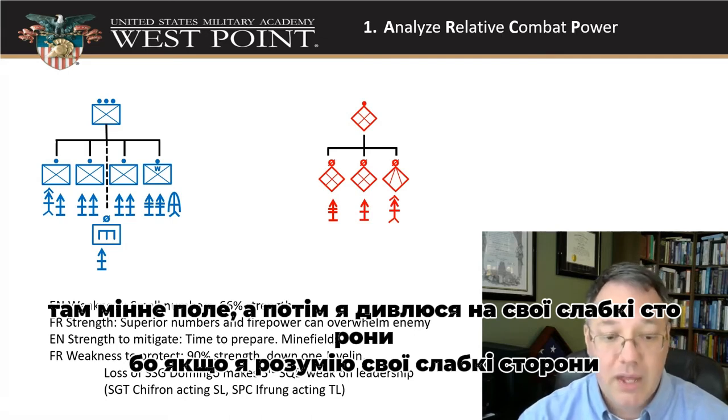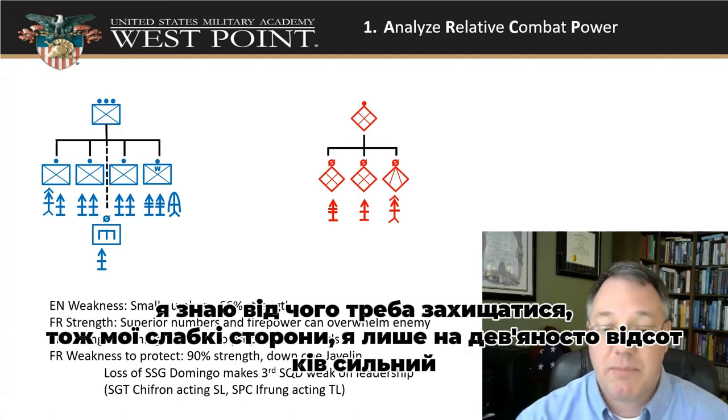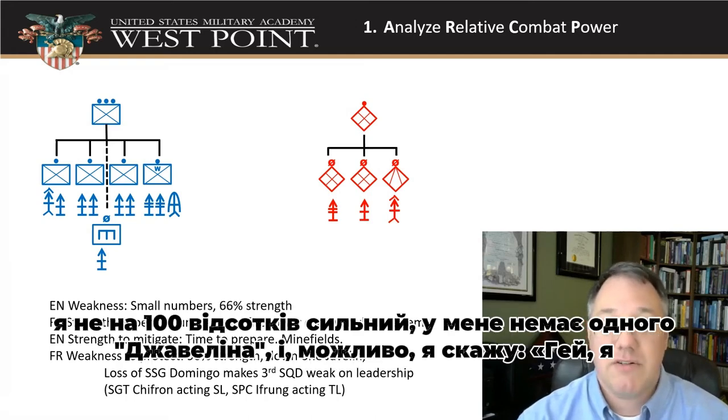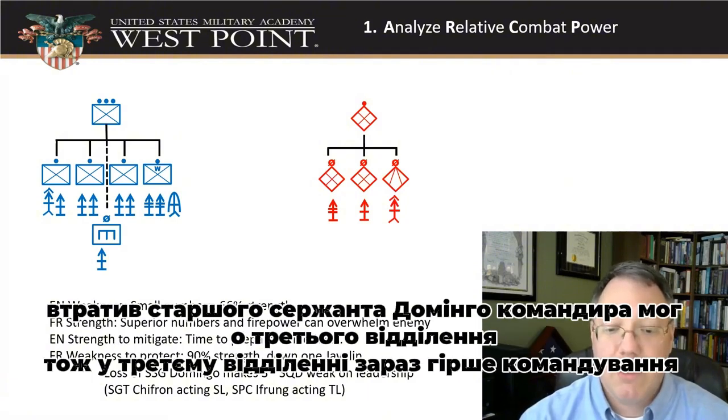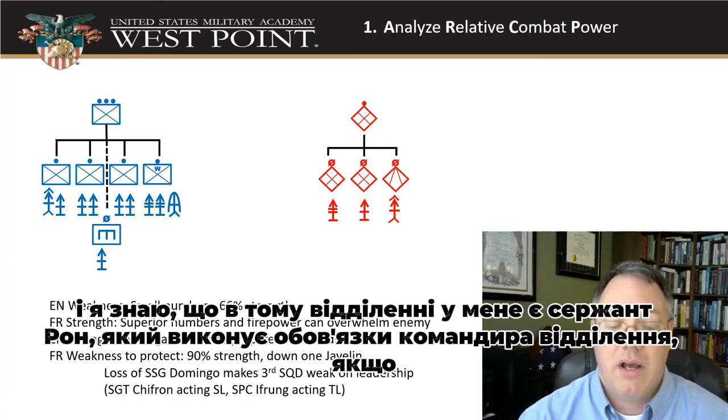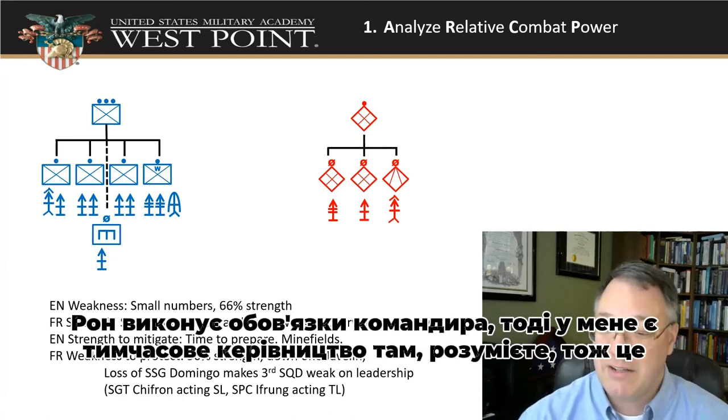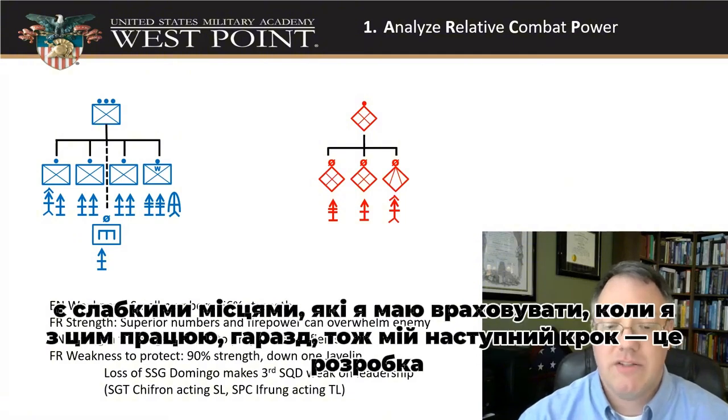Then I look at my friendly weaknesses, because if I understand my weaknesses, those are things I need to protect against. So weaknesses: I'm only at 90% strength. I'm not at 100% strength. I'm down one of my Javelins. And maybe I say, hey, I've lost Staff Sergeant Domingo, my 3rd squad leader, so 3rd squad is now weak on leadership. In that squad, I've got Sergeant Shifron as acting squad leader and Specialist Ifrung as an acting team leader. So I've got some acting leadership in there. Those are weaknesses I need to protect against.